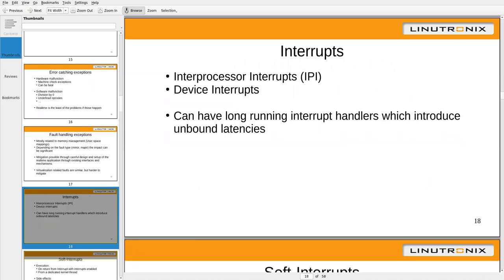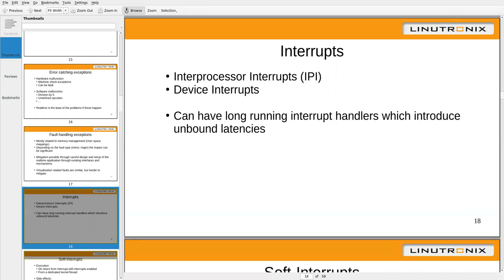Interrupts. Those are nasty. When an interrupt hits the CPU, the current execution context is interrupted. Interrupts are disabled as a consequence, and during the handling of the interrupt, the scheduler cannot change context. It cannot schedule anything out. It has to wait until the processing has completed.